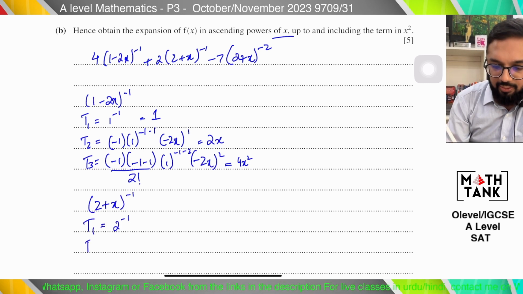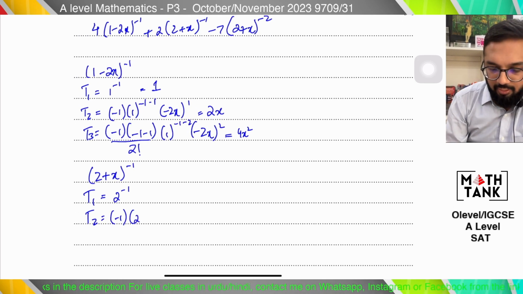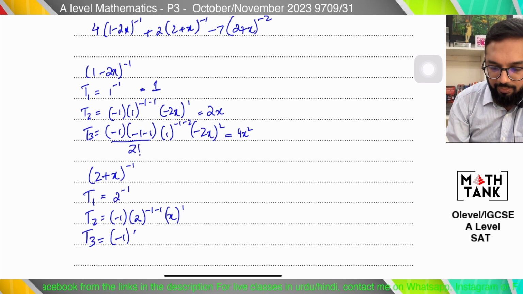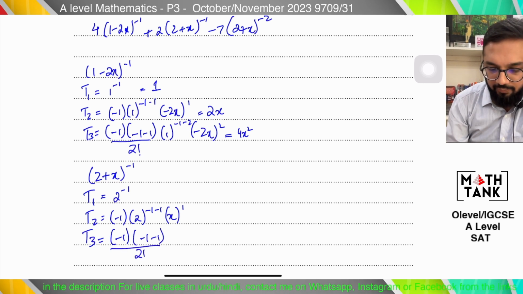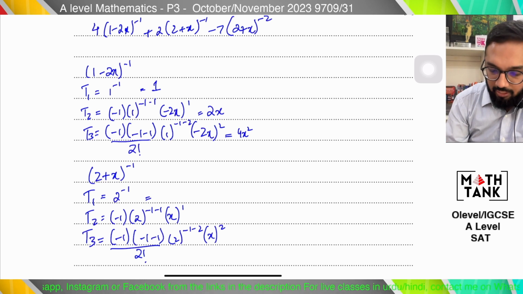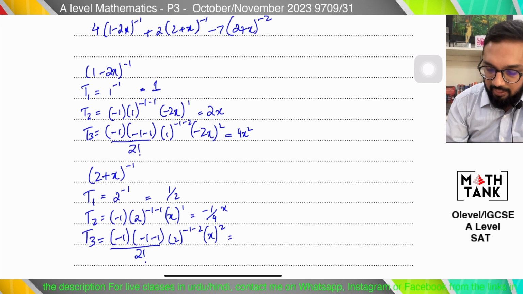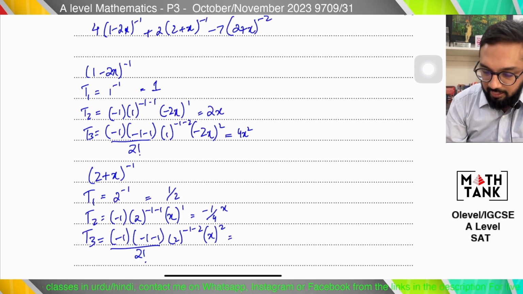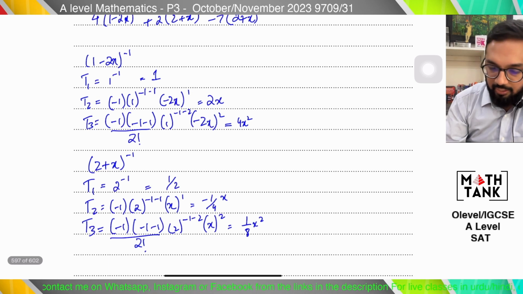So 2 power minus 1, term number 2 is minus 1, 2 power minus 1 minus 1, x power 1. Term number 3 is minus 1 times minus 1 minus 1 over 2 factorial, 2 power minus 1 minus 2, x power 2. So half, minus 1 over 4x, and 1 over 8x squared.